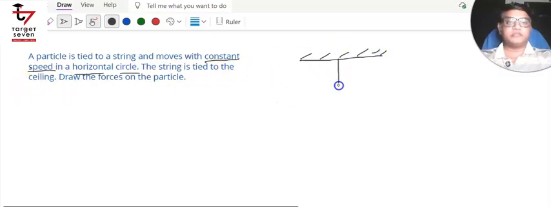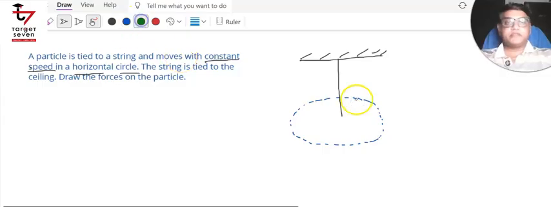So there is a string tied to the ceiling, and then it is further talking about a circular path. Let us consider this to be a circular path here. I hope you are following the diagram. We have this same string here, and I have a body, a particle, attached to the end of the string. So what do you think are all the forces acting on this particular particle?